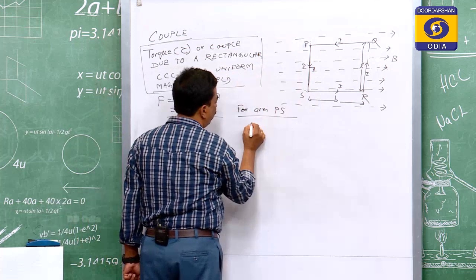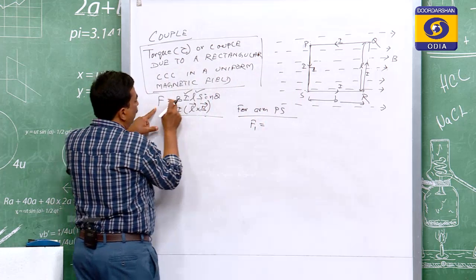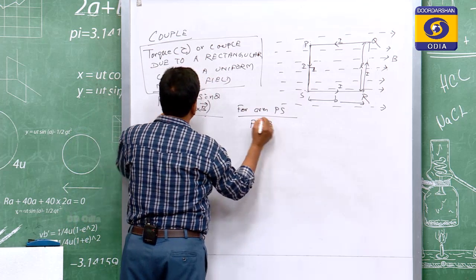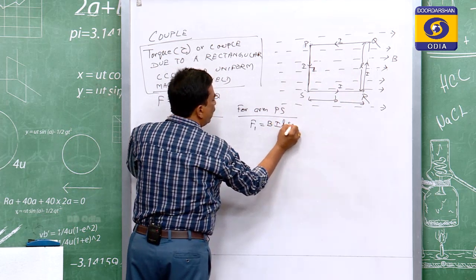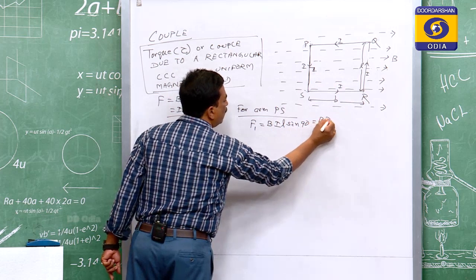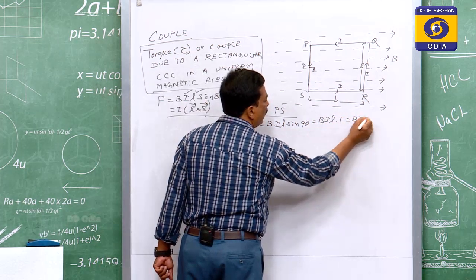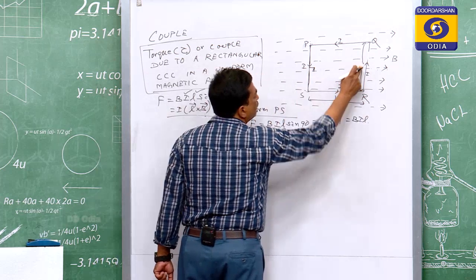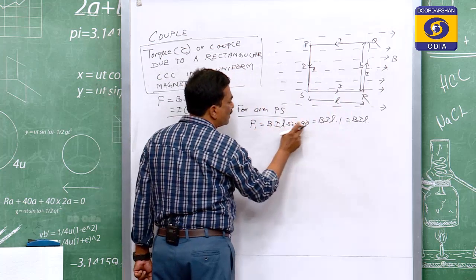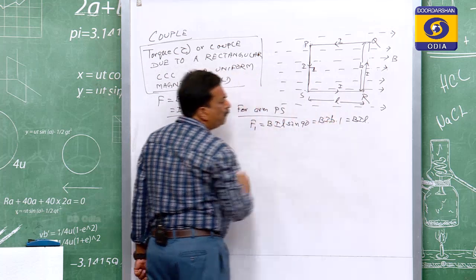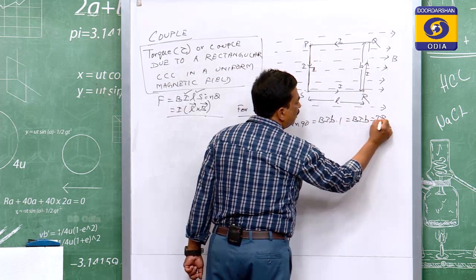So, the force due to PS, if that is F1, then F1 according to the formula BIL sin theta: B is B, I is I, L means the length, which we already took as L here, then sin 90 equals 1, so that equals BIL. Suppose you just change the names, so that instead of L it is b, and instead of b it is L. Then the formula BIL sin theta becomes BIb sin theta, which equals BIb.